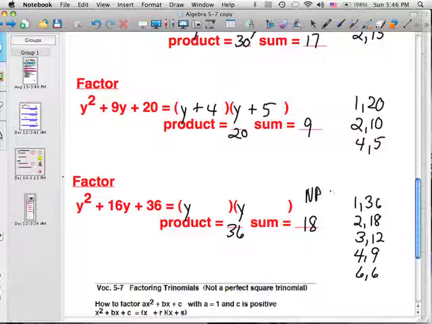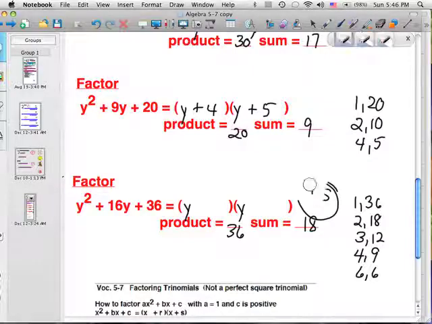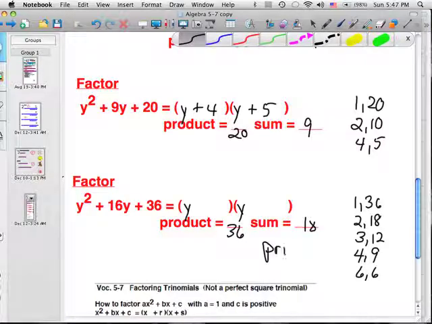So this is not a perfect square trinomial. Excuse me, I didn't mean to say that. It's just prime. If it doesn't work, you just say prime. I'm still thinking of the last one.